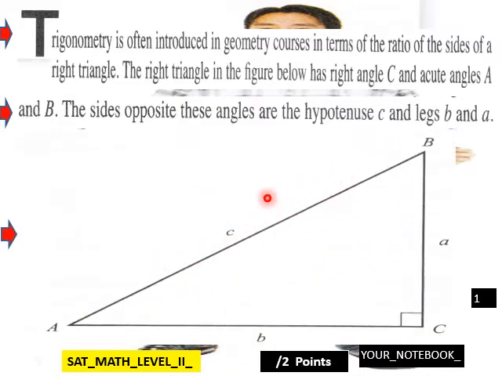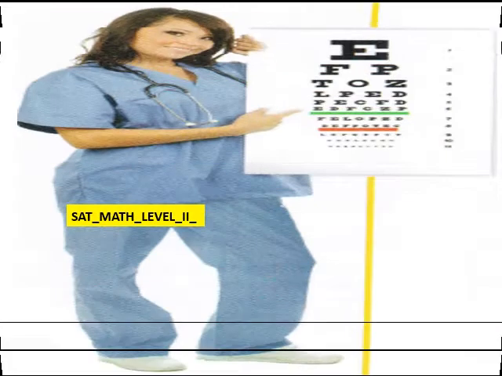So here we go. Here's your right triangle, and it has a right angle C and then acute angles A and B. The sides opposite these angles: here's your hypotenuse, and legs B and A. Here's leg B and here's leg A.